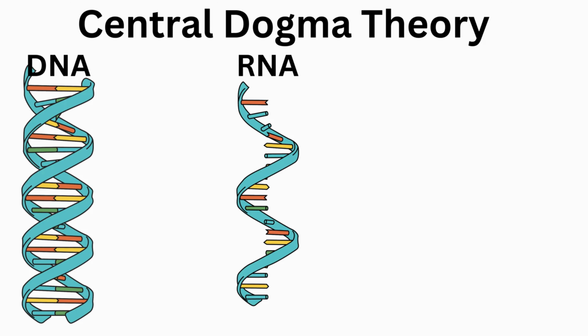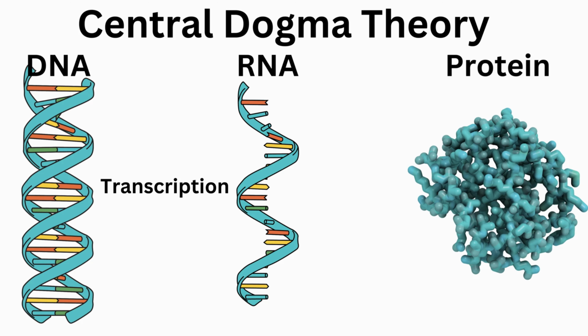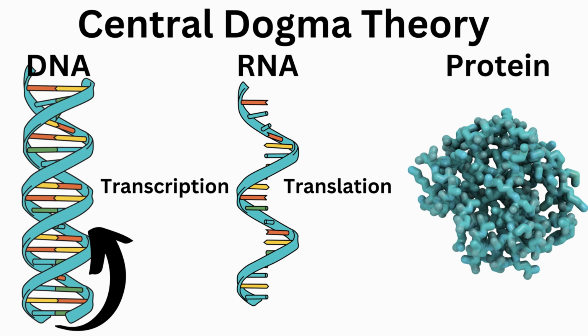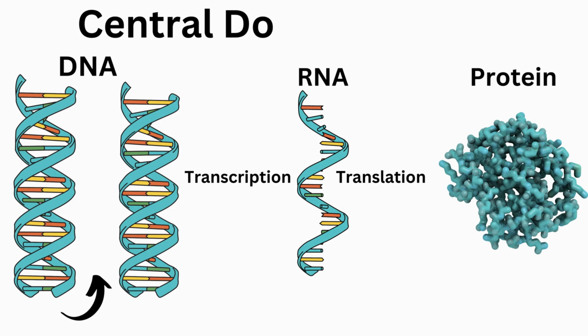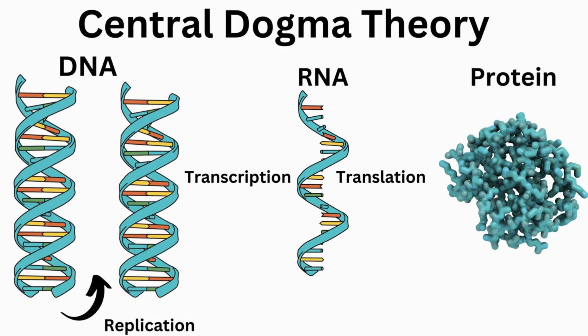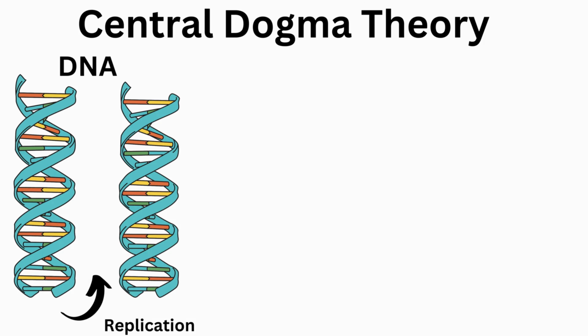Central dogma is a theory that was given by Crick. He stated that DNA forms an RNA through transcription and an RNA forms a protein through translation. When DNA forms another DNA, it is called DNA replication. And we are going to discuss DNA replication in this video.